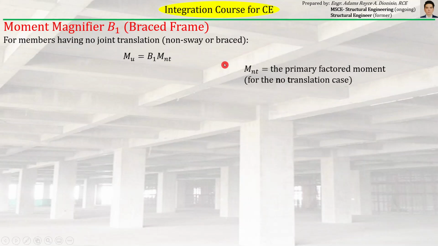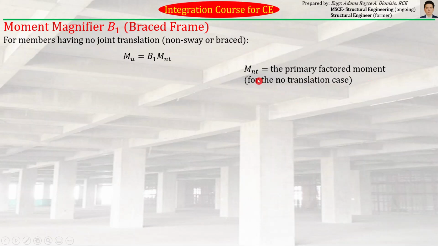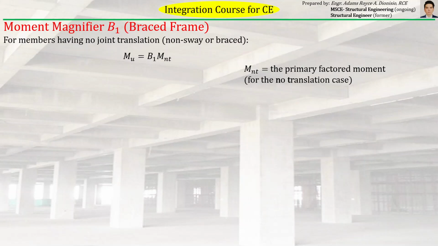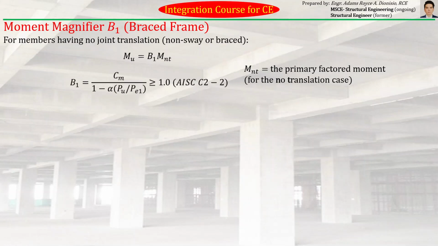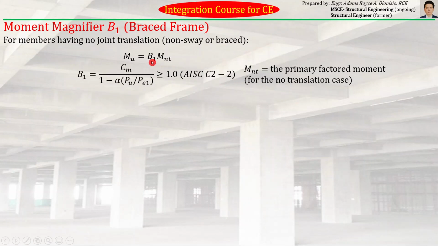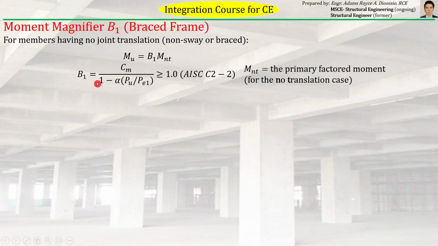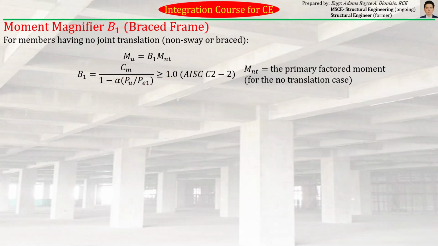Okay. So yung MNT natin dyan, that is the primary factored moment for the no translation case. Kaya NT siya, ibig sabihin lang nun, no translation. Yan yung mga corresponding factored moment that you can have for a member na walang sway or non-sway or naka-brace siya. Okay. Wherein yung B1 natin dyan, yung moment magnification factor na tinatawag, is just equal to Cm over 1 minus alpha times Pu over Pe1, which must always be greater than or equal to 1. Obviously, dapat greater than or equal to 1 yan kasi magnifier nga siya eh. So, ang purpose niya is to magnify the value. Pag less than 1 yung value niya, ibig sabihin, hindi na niya minamagnify yung value.